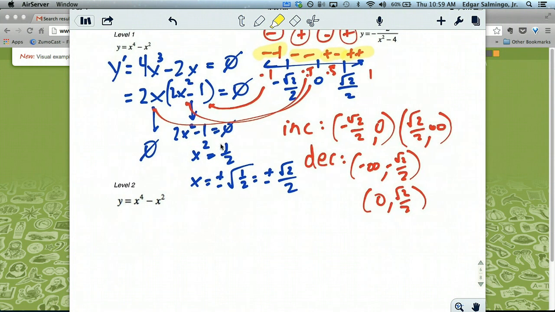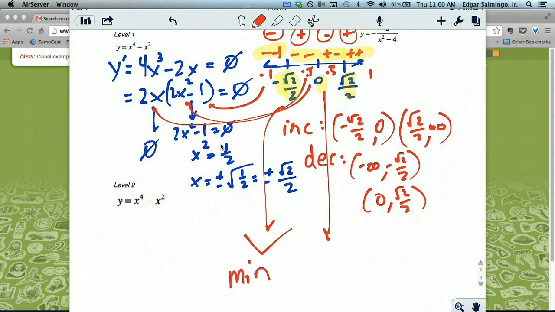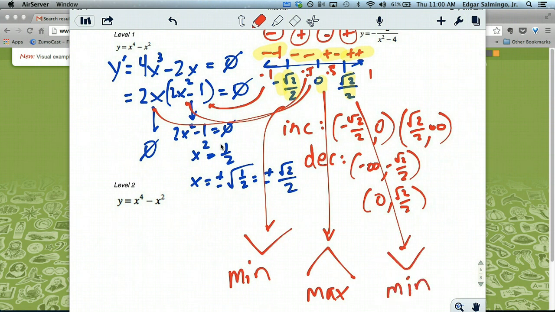And then to find the relative max and min, I notice I have my three numbers. Remember, my three numbers are here, here, and here. They have to be either maxes or mins, or neither. This one, I'm going from negative to positive. Negative, positive looks like this. I have a min here. At 0, I go from positive to negative, from a slope positive to a slope negative. That means I have a max. And then radical 2 over 2, I go from negative to positive again. That's also a min. So you should say I have a max at 0, and I have a min at negative radical 2 over 2 and positive radical 2 over 2.